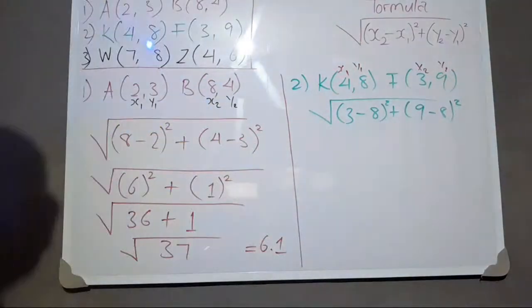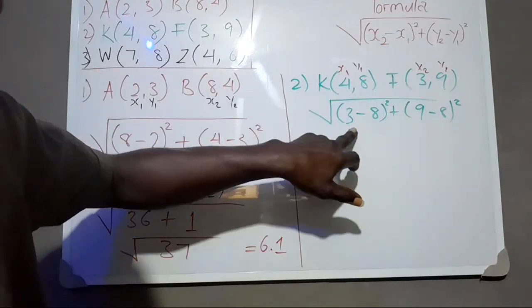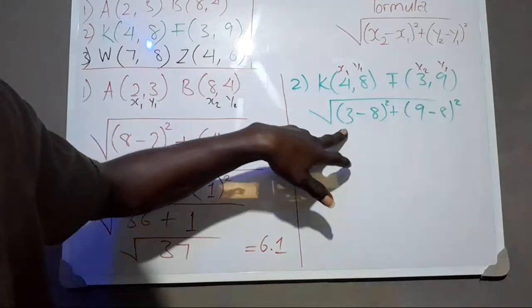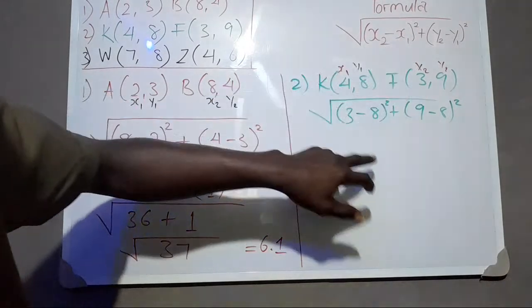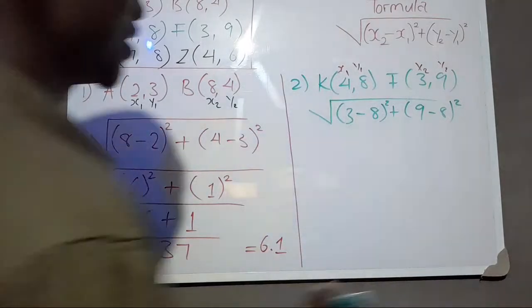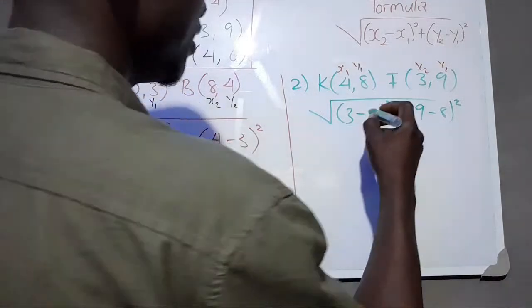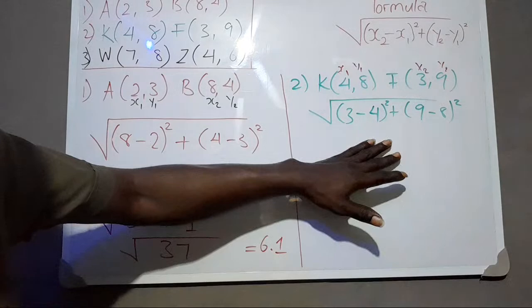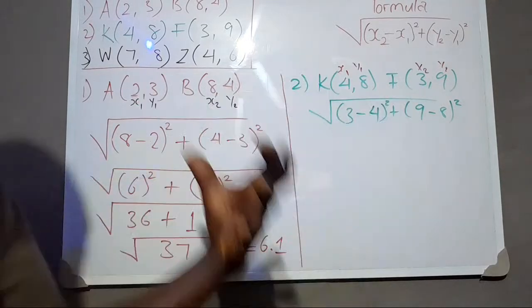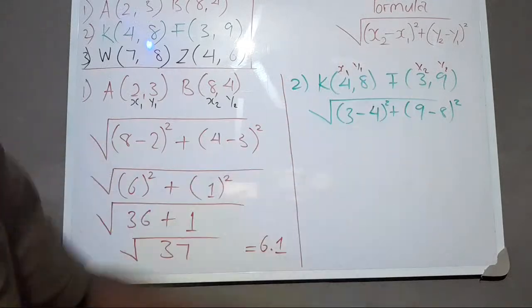Let's just go through it again. Now, the formula says x2. Where is our x2, which is 3? This is it here. Minus, it says x1. Where's our x1? Our x1, okay, you see what I was saying? Our x1 is 4. Can you imagine? So you have to go through all this and be detailed about it. Any single mistake will definitely not get you the right answer. So now, let's go through it again.